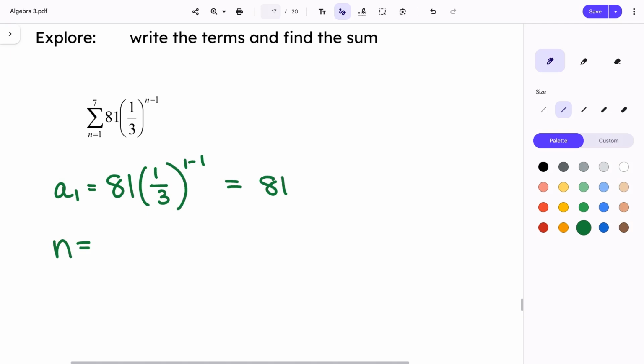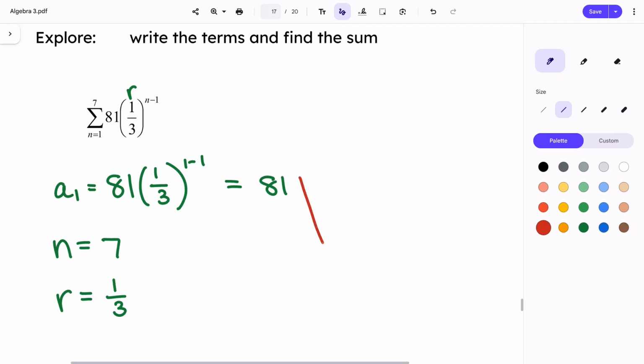How many terms are in this? 7, because it's 7 minus 1 plus 1. So there's 7 terms. And then what's the common ratio according to the summation? One third. This is your r right here. Whatever's raised to that exponent is your r.